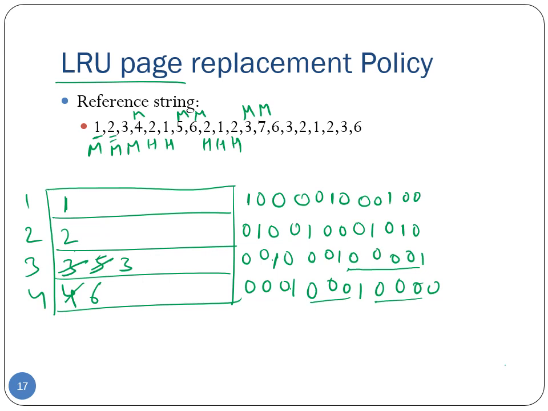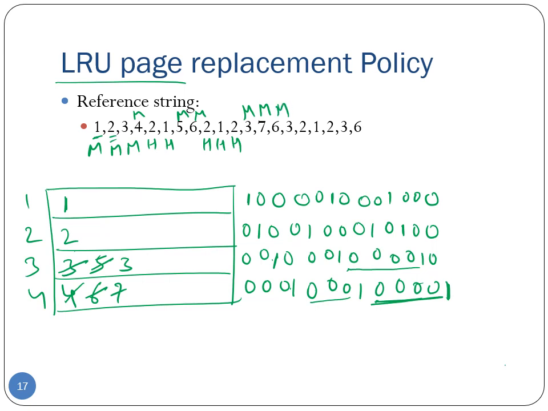So these lines 1, 2 and 3 are recently accessed. Line 4 has not been accessed for 4 cycles, so let's evict 6, bring in 7 over here, and update the reference string. So mark 1 in front of the fourth line which was accessed and 0 in front of all the other lines.